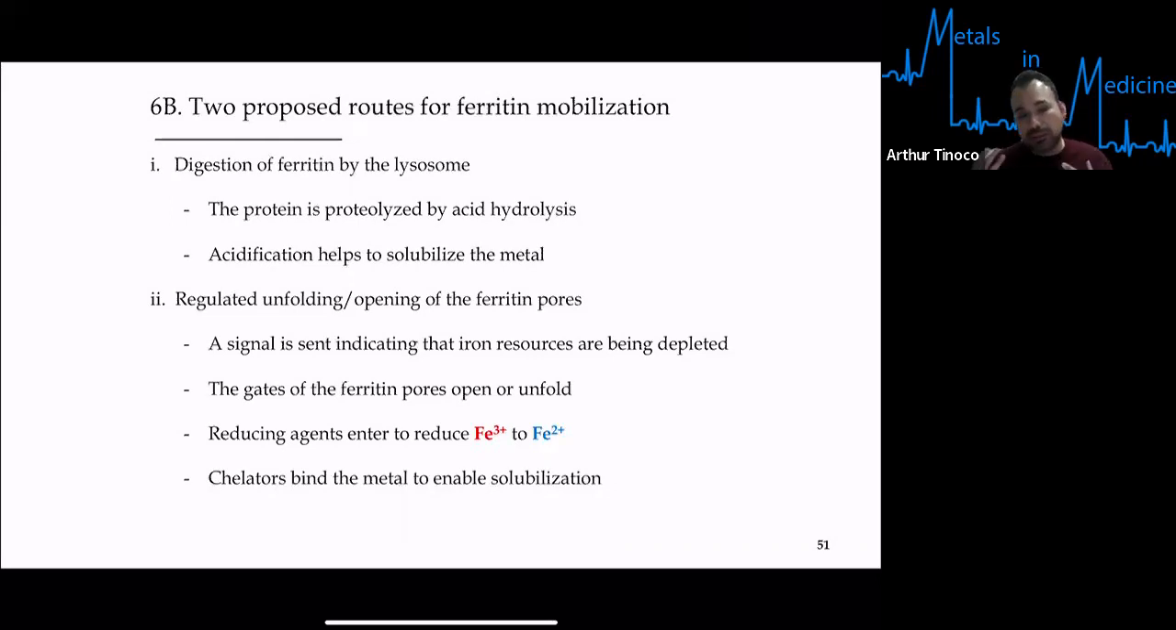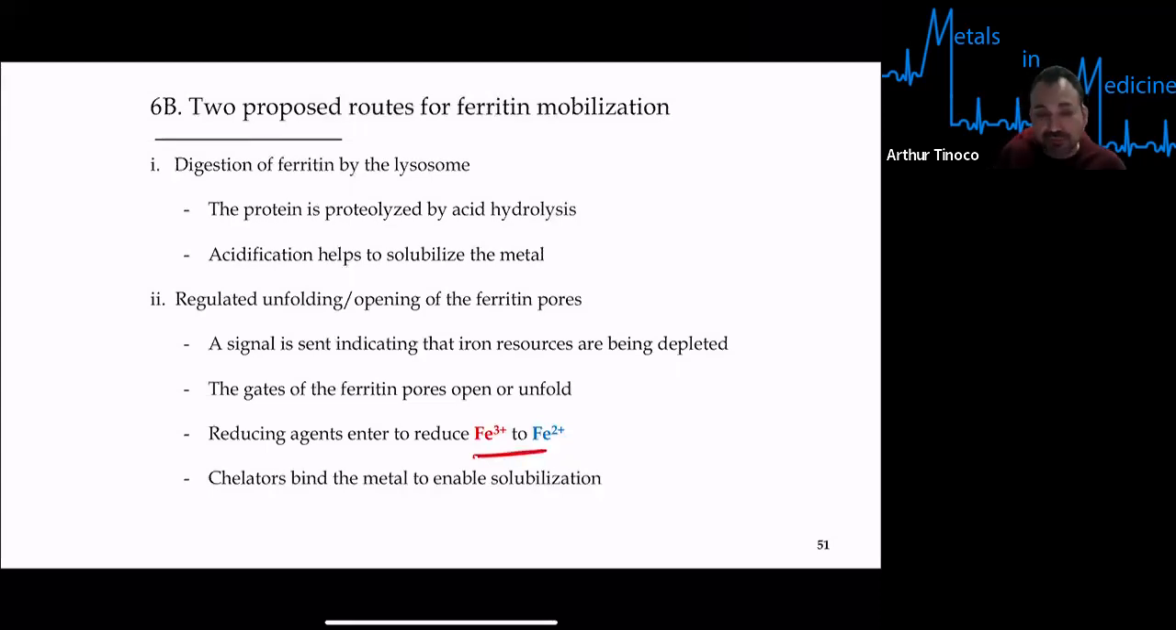So it's proposed that there's a signal sent indicating that the iron resources are becoming depleted, and so there is a need for iron to be delivered into the cell environment so that that iron can be released from cells. The idea is that that signal reaches the ferritin, and that results in an opening of the pores that's now going to lead to an event such as the presence of reducing agents to reduce that iron 3 to the iron 2 form.